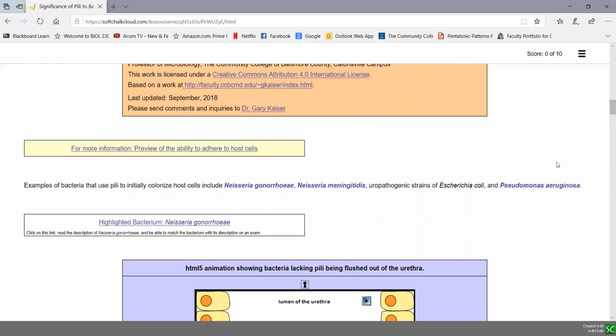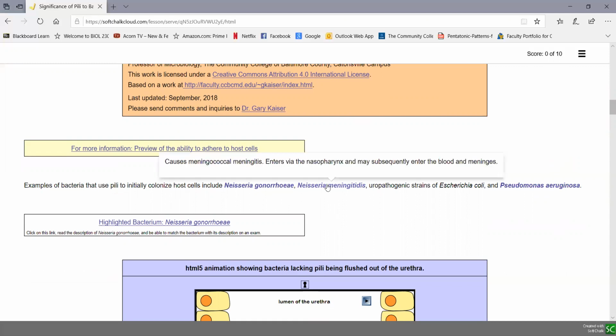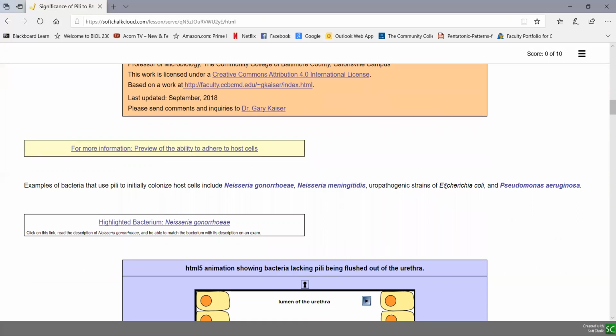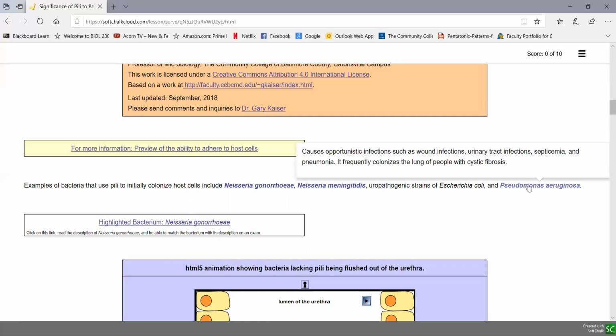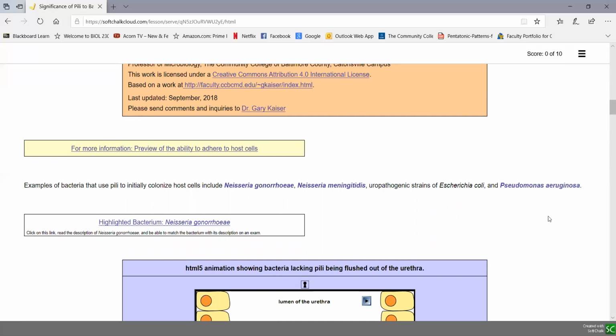And of course, as we said, most gram-negatives produce pili. Examples that we'll be talking about during the course include Neisseria gonorrhoeae that causes gonorrhea, Neisseria meningitidis that causes meningococcal meningitis, uropathogenic E. coli that cause urinary tract infections, and Pseudomonas aeruginosa that causes a lot of opportunistic infections. And our highlighted bacterium here is Neisseria gonorrhoeae.